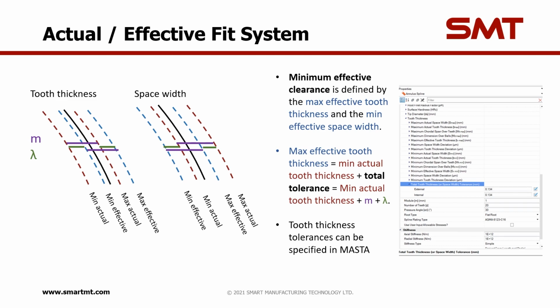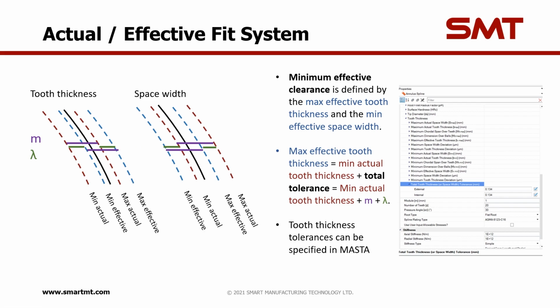Okay, so what we've got here is a couple of slides showing a few statements that have been asked for clarification, or just to try and clear up some of the remaining confusion. So to start off with, we're looking at the minimum effective clearance. The minimum effective clearance is the clearance between the actual tooth and the internal and the external teeth of the spline. And that is defined in our case here by the maximum effective tooth thickness and the minimum effective space width. So that will give us our smallest effective clearance.